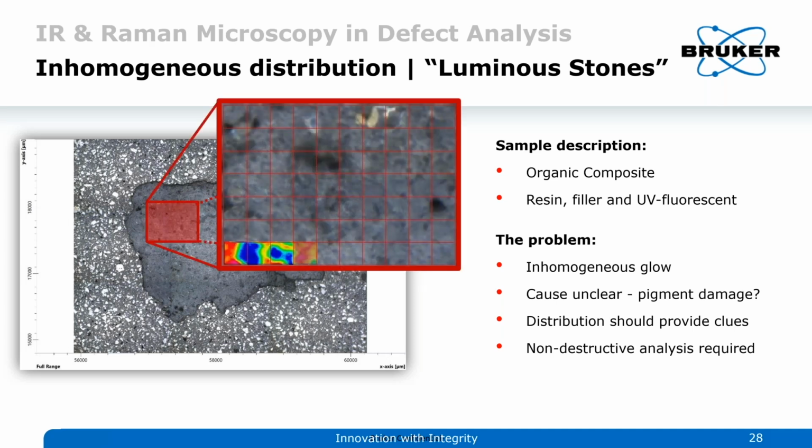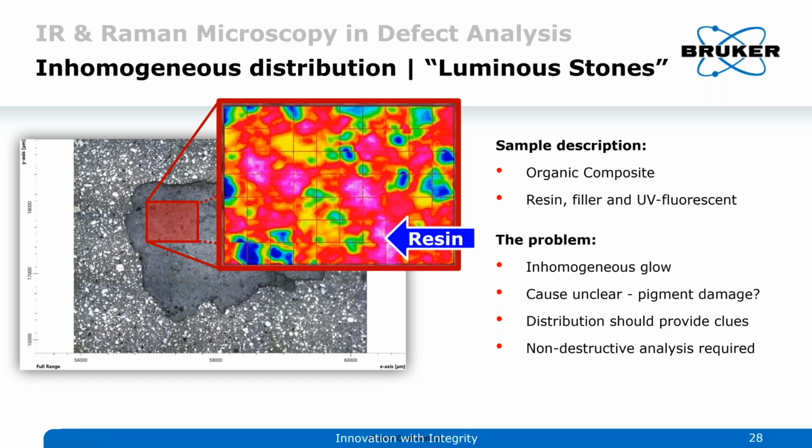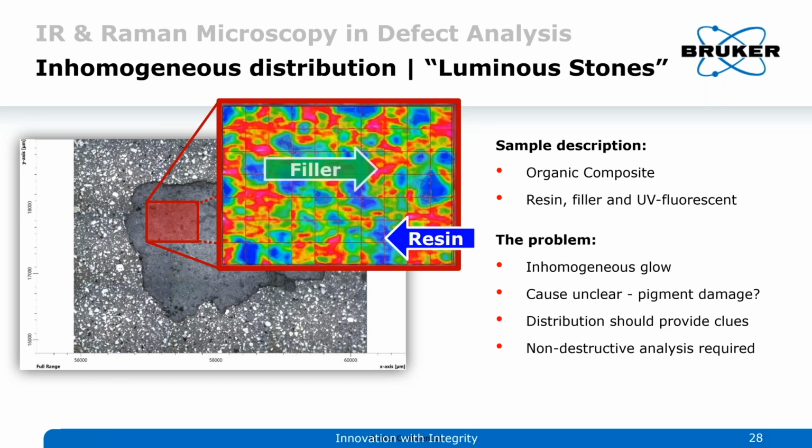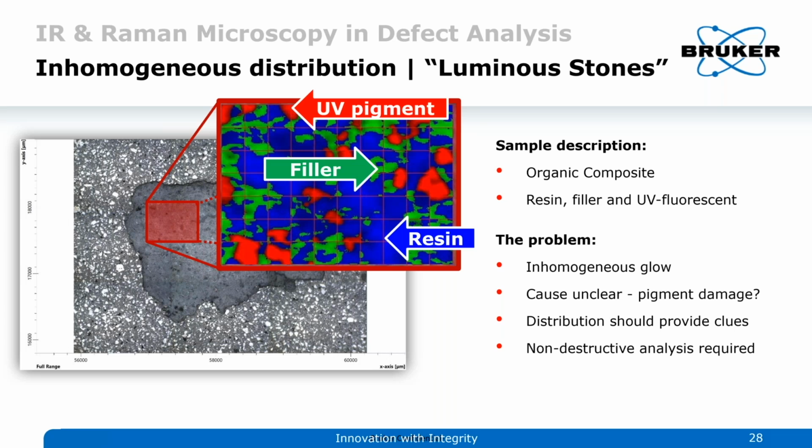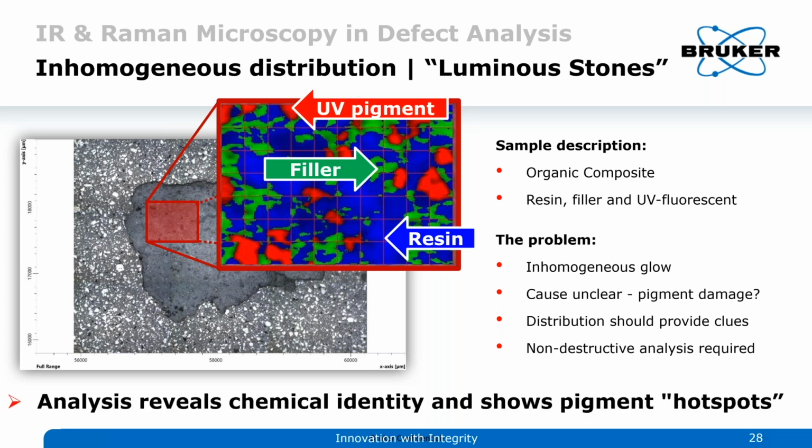So the first thing we'll do is image, and you can see what it's like to collect the image live, and then you have the resin, you have the filler, and then you have the UV pigment that's there. So very nice to be able to get the corresponding image from each of the components in this stone. And then you can do what we call the red, green, blue rendering of the image, also known as the RGB. So you can see the chemical identity and the hot spots where there are problems from the UV pigment.